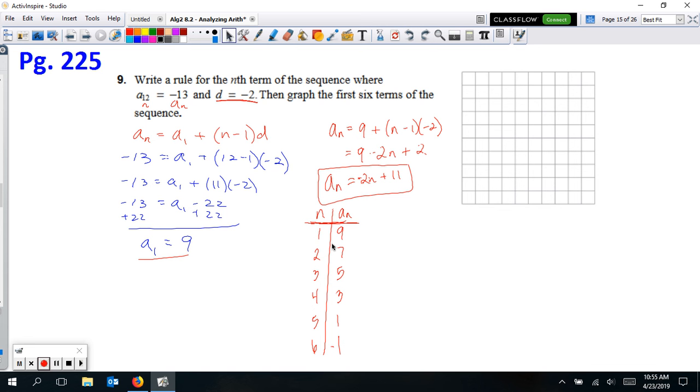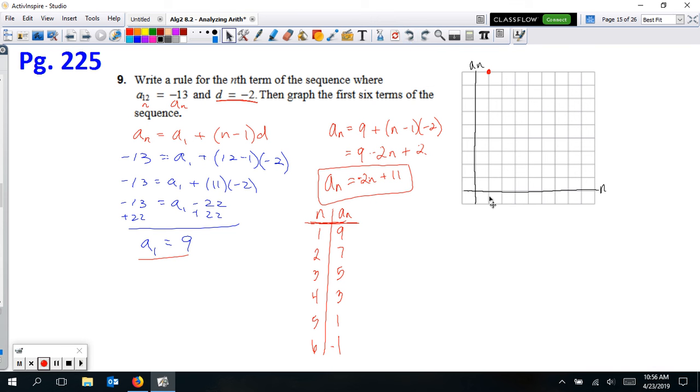So now that we have all 6 ordered pairs, we can go over to the graph, put our axes on here, our x and y axis. So this one's going to be our x axis down here, but we're going to label it n, and our y axis this way we're going to label it a of n. And now we're going to just plot these on here. It should line up into a nice line if we were to connect the dots, but we're not going to connect dots here. So 1, 9, that's going to go at the very top.